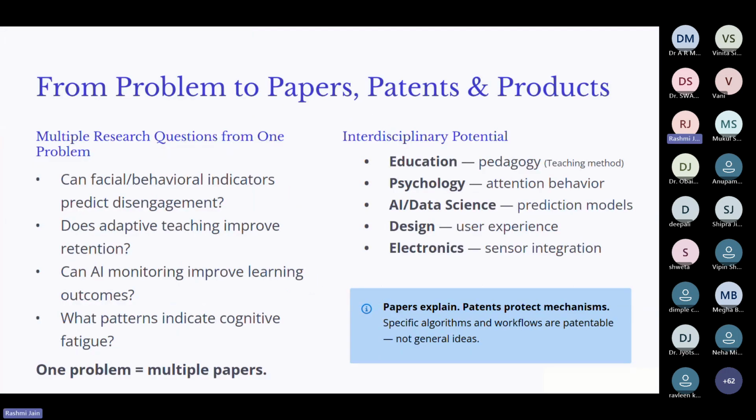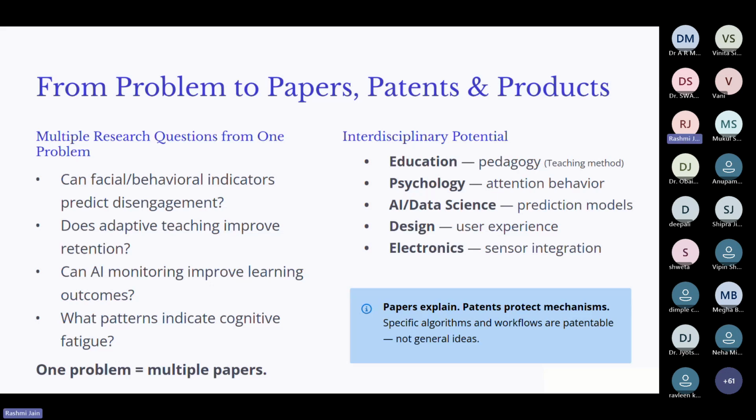So you see that multiple research questions can pop up from one problem. Can facial and behavioral indicators predict disengagement? Does adaptive teaching improve retention? Can AI monitoring improve learning outcomes? What patterns indicate cognitive fatigue? If you look at these four research questions, they just came from one problem.